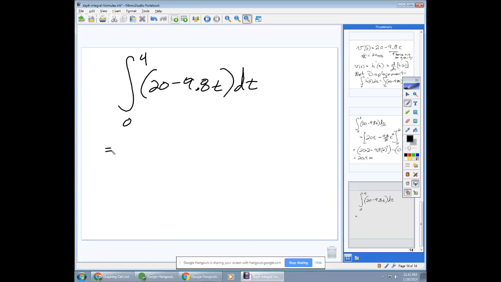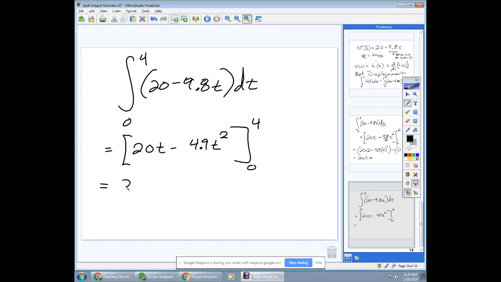Find displacement. What's that? We're finding the displacement, yeah. So we're just exactly as we see it, we're just doing it. I'm taking the derivative, the one we just found. In order to evaluate this integral, I need an antiderivative, which is the same as before. So that's going to be 20t minus 4.9 t squared. But now I'm evaluating from 0 to 4. That's the only difference here.